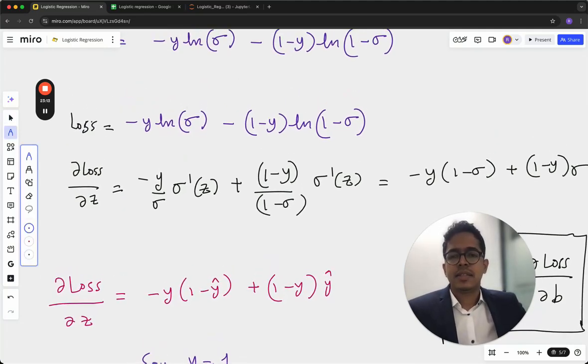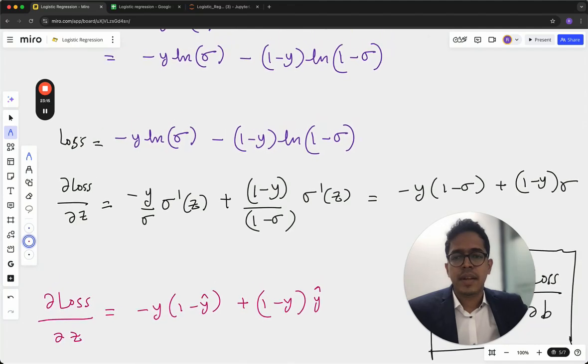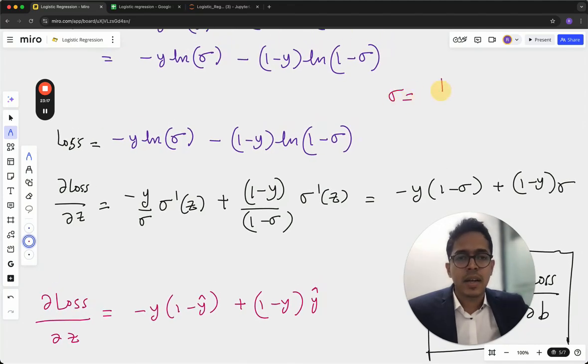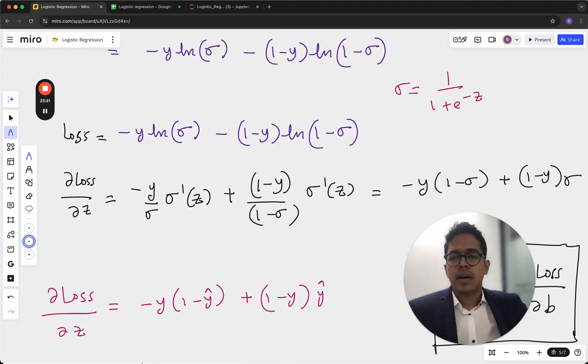Firstly, let me just write for your convenience here that sigma of z equals 1 by 1 plus e raised to minus z, right? So now dou by dou z of loss is minus y by sigma, because the derivative of logarithm of something is 1 by that times sigma prime of z, plus 1 minus y.